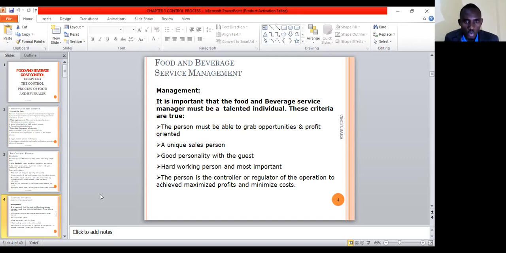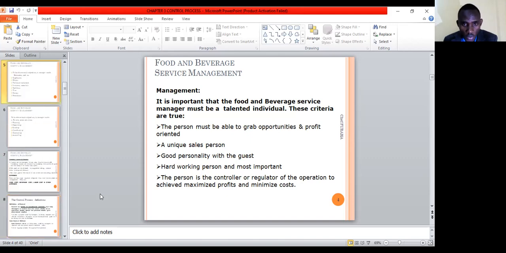He should have a good personality with guests. He should be a person who can present himself positively to our guests, who is able to solve complaints of our guests in a good way. He must be hardworking, very important. The F&B manager must also be a cost controller, a regulator. If he is able to control the cost, that means he will maximize profit. Therefore, it is very, very important to have these criteria when you are a manager.